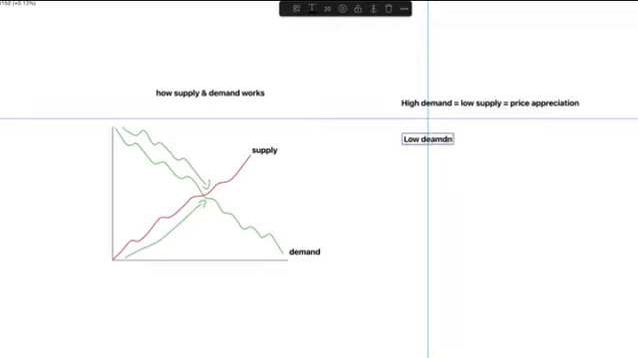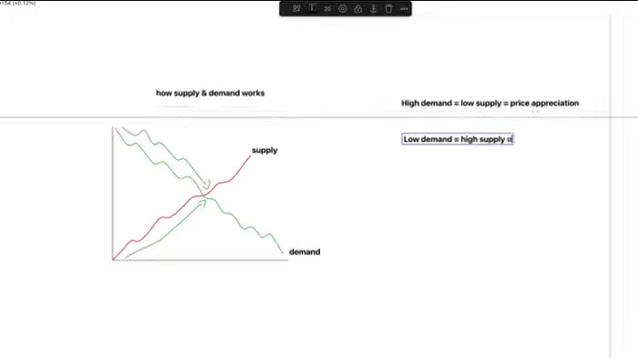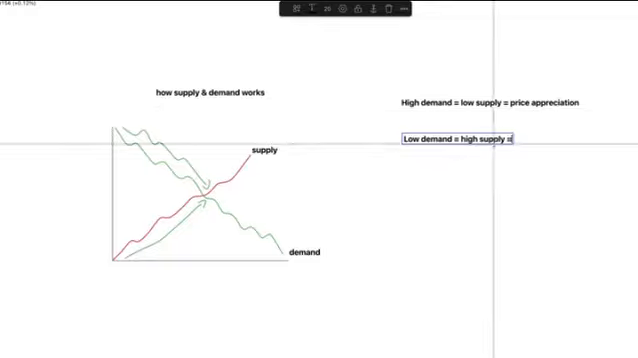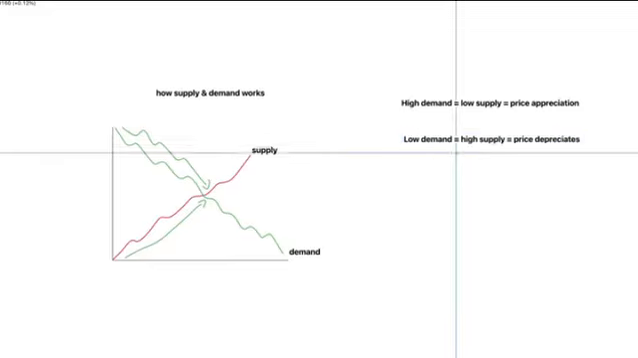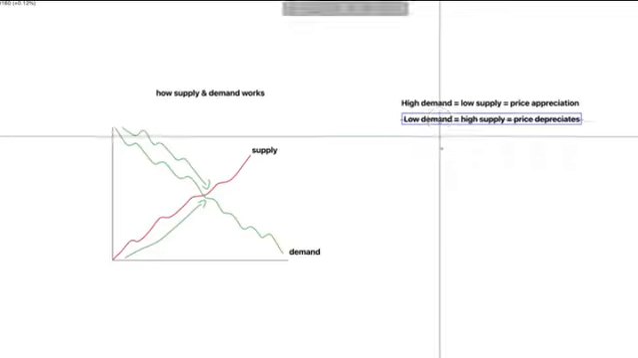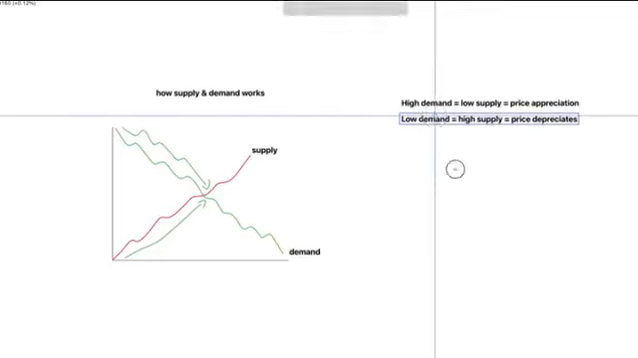Now, if you've got low demand paired with either as an effect of high supply or creating high supply. So let's say, as we said with the gold coin example, you've got high supply now, lots of gold coins in the market. Not too many people are that bothered about them anymore because it's not a scarce asset. So therefore, price depreciates, okay? So this is how supply and demand works. And this is basically the market psychology behind all of the movements that we see in financial markets.